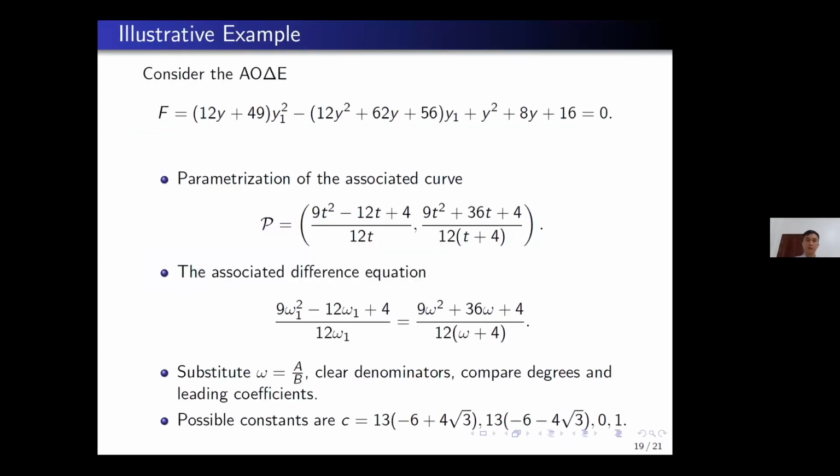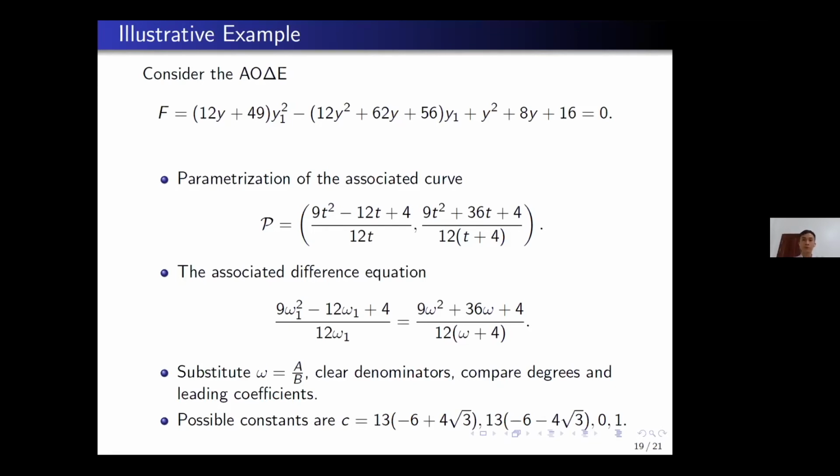I give an example to illustrate the methods, the idea. For example, this one. This is an AODE of first order and second degree in y1. And it looks ugly. And we want to find rational solutions of this AODE.